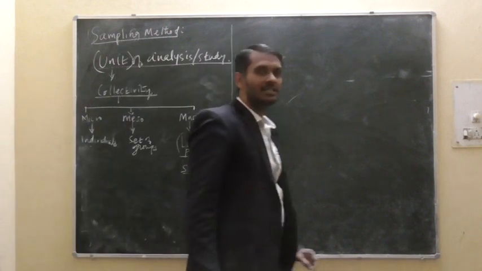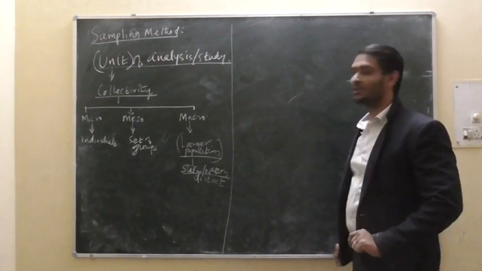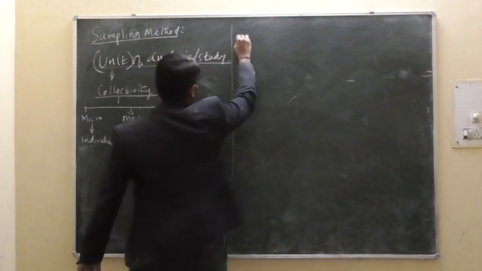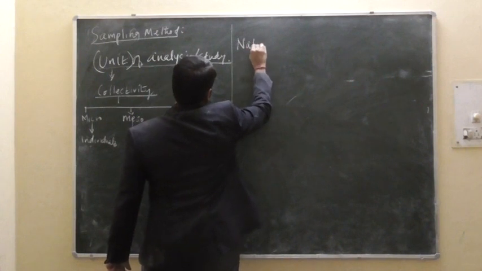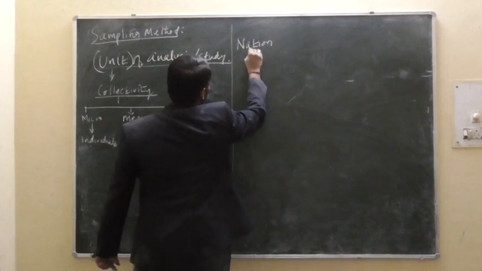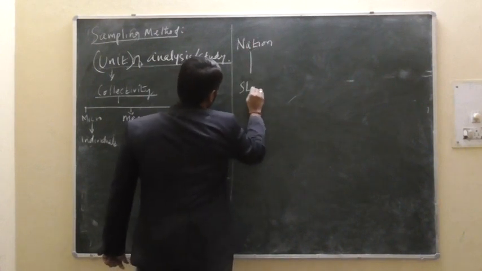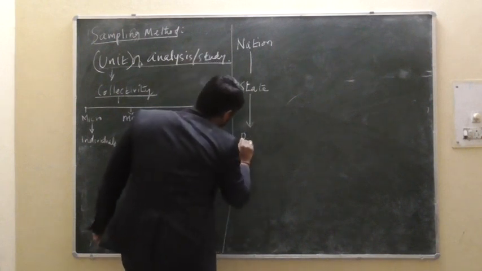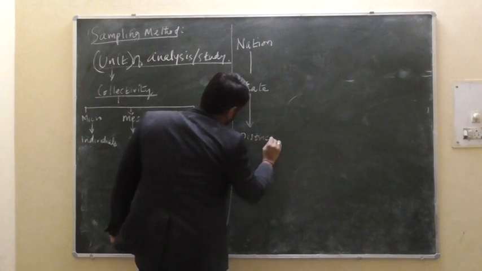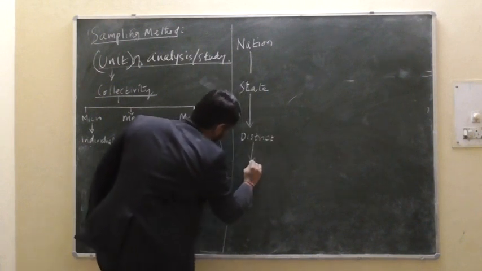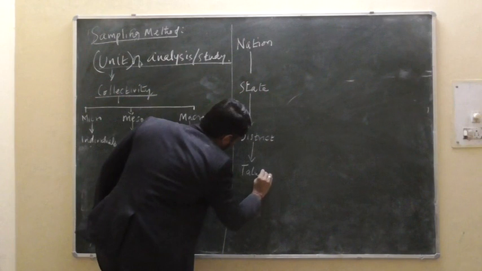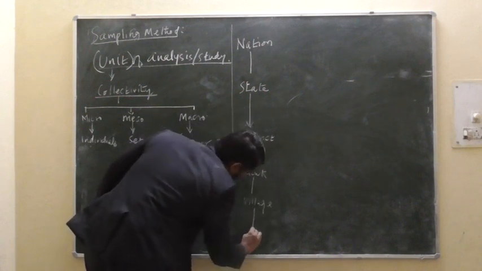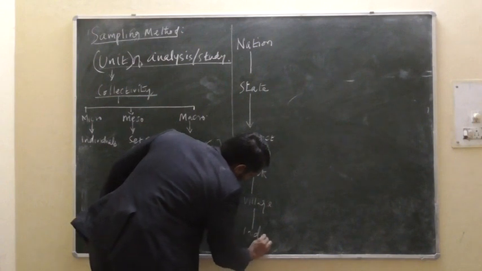Now we have to look at what the unit of the study, the unit of analysis, is. The unit of analysis can be categorized at different levels. Whether it is at the national level, or we look at the state level, then we move on to the district level, then district to taluk, then village, to the individual.